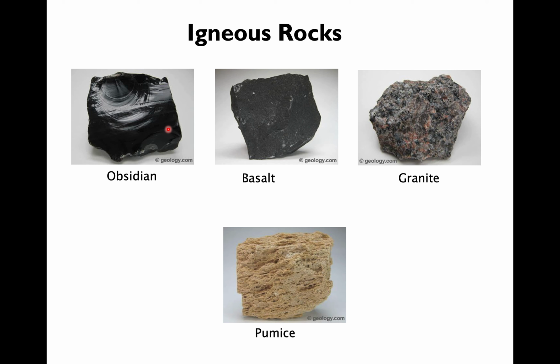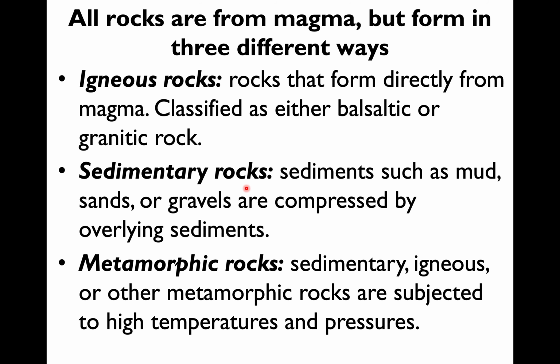And I'm no expert on this. If you went to geology.com, though, it can tell you a lot more about each one of these types of igneous rocks. So that's the first one, rocks that form directly from the magma source. Again, basaltic are darker, and granitic rock classifications are a lot lighter in their color.